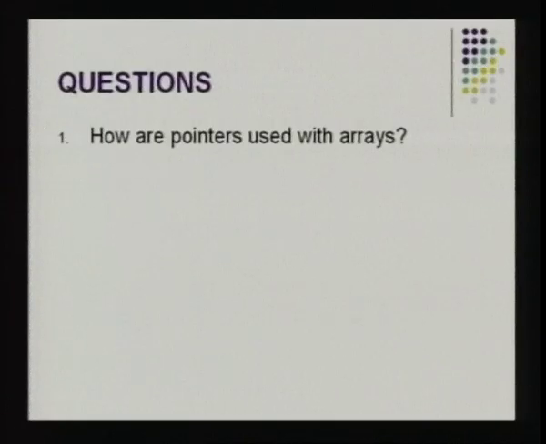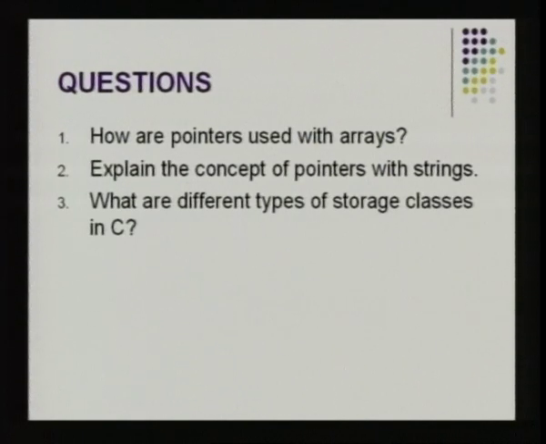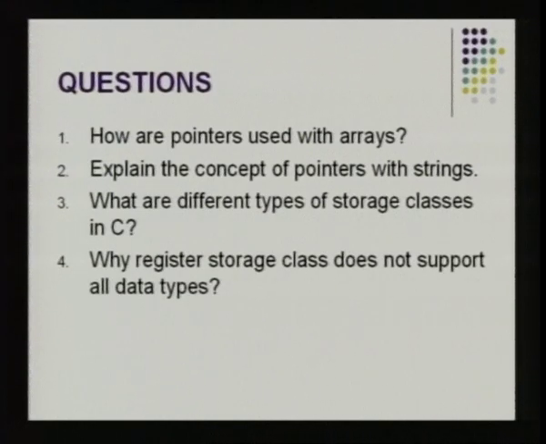So the possible questions that can arise from this session are: how are pointers used with arrays and the pointers with strings, the different types of storage classes in C, and why the register storage class does not support floats. Register storage class is actually 16 byte registers only. So generally when you try to store float and double values, the space will not be sufficient to store those values in registers. So that is why register storage class supports only integer and character type.